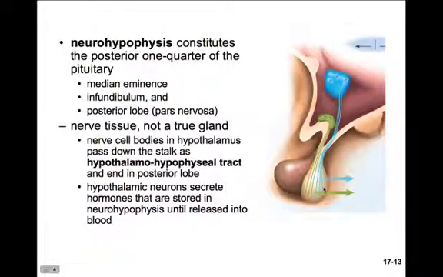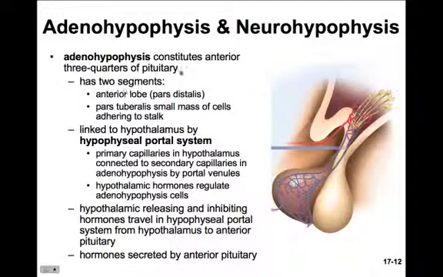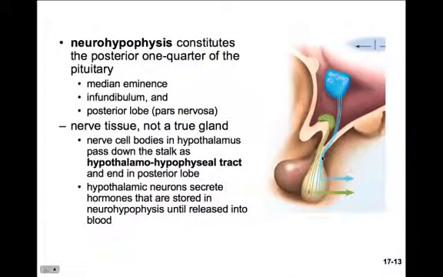In the posterior lobe, these hypothalamic neurons secrete their hormones, and they're stored here until they're released into the bloodstream. So take a moment to compare and contrast the adenohypophysis, or anterior pituitary, and its relationship to the hypothalamus, and the posterior pituitary and its relationship to the hypothalamus. Add this to your diagram.